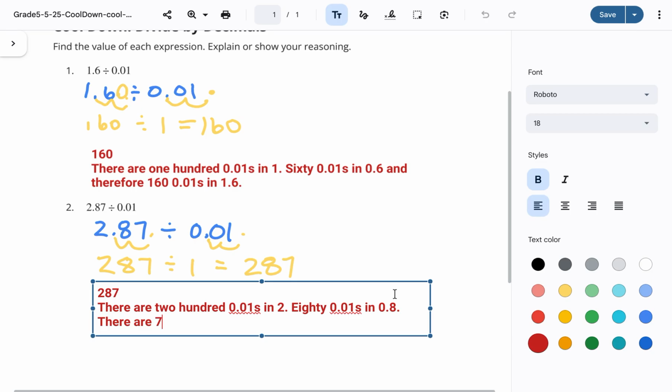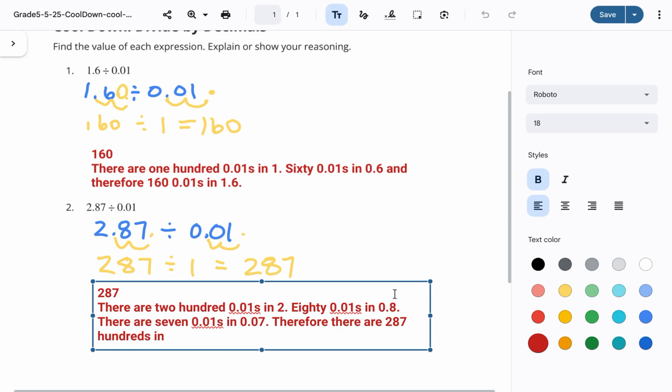There are 7. I'm going to write that in words and then keep my hundredth being the one I'm putting in standard form. Okay, there are 7 hundredths in my 7 hundredths. Therefore, there are 287 hundredths in 2 and 87 hundredths. Okay? All right, boys and girls, we have thought about our answers, both with our procedure as well as our great mathematical thinking, and that does finish off our Lesson 25 cool down.